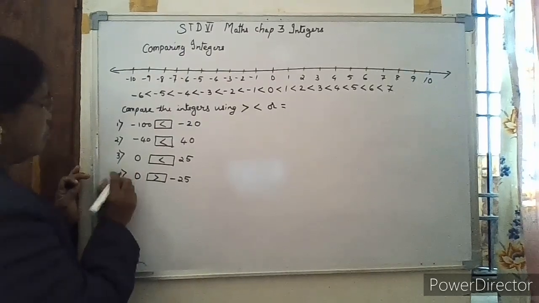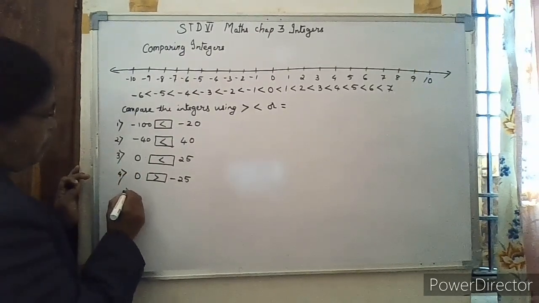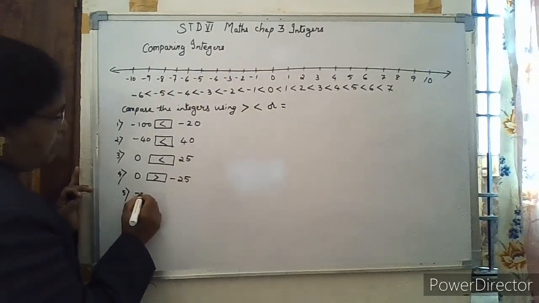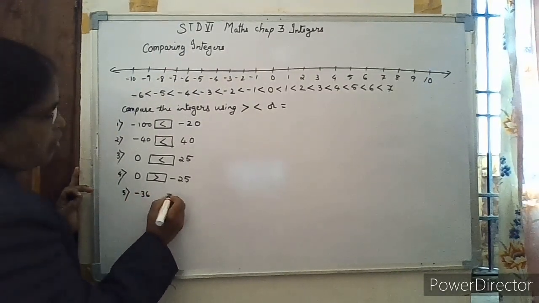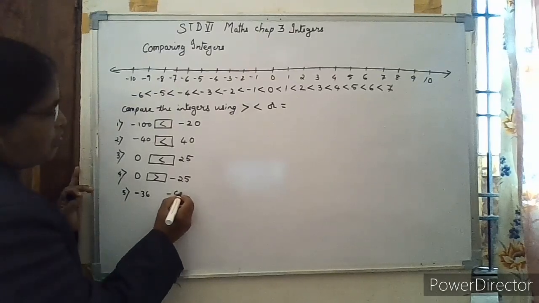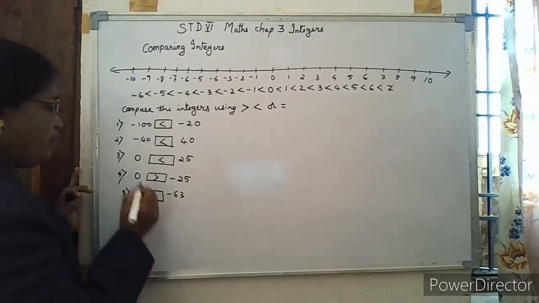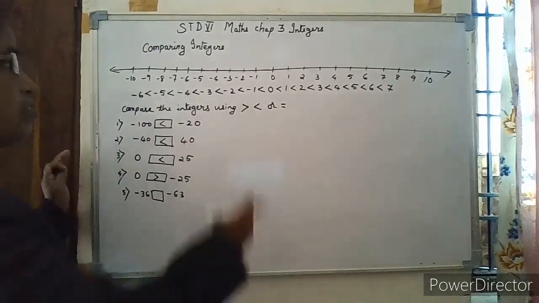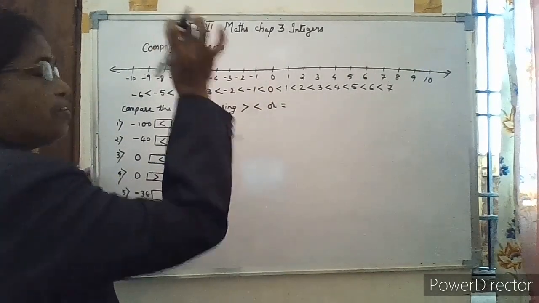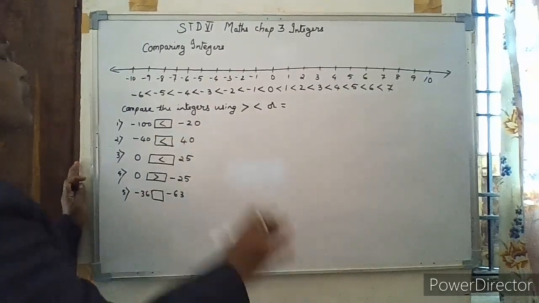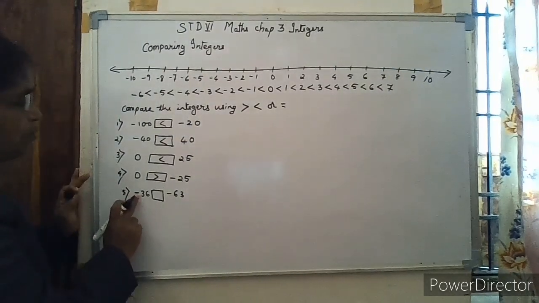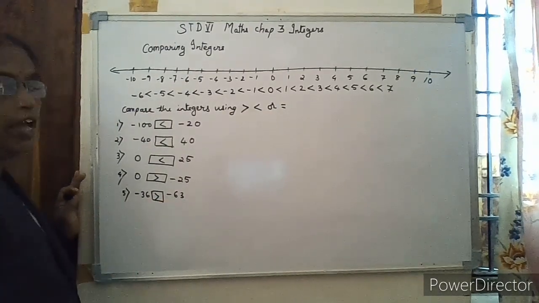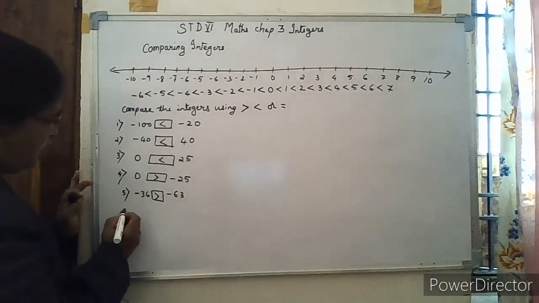Fifth one. Suppose I take minus 36 and minus 63. Minus 1 is the greatest negative integer. So the smaller the number, the greater it will be. So minus 36 is greater than minus 63.